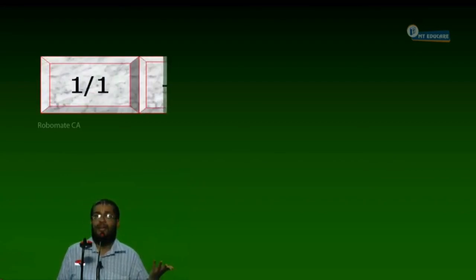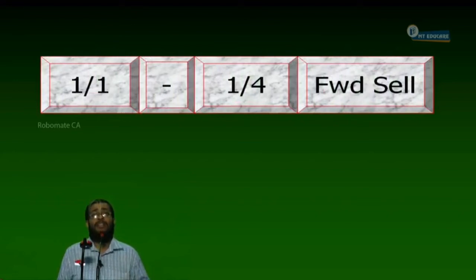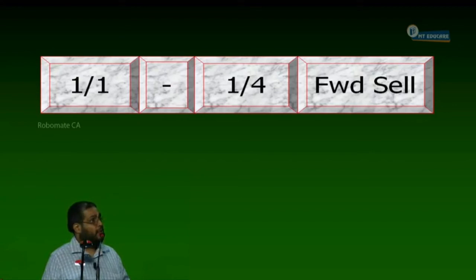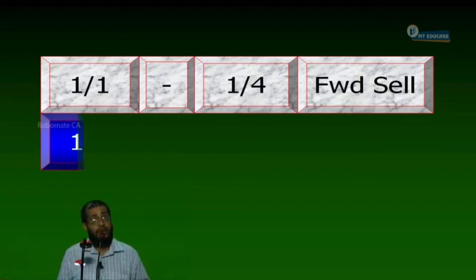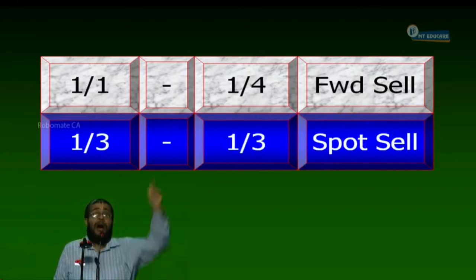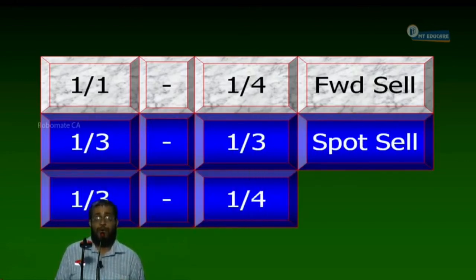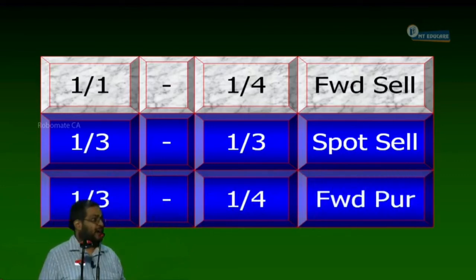1-1, 1-1-2, 1-4. What is the transaction? Forward sell. Now I want to sell on 1-4 or 1-3. I came to know on which date? 1-3. Tell me, what to what? 1-3 to 1-3. How to sell? Spot sell. How to cancel a forward sell? 1-3 to 1-4. Forward purchase. Respond. Are you following or not?